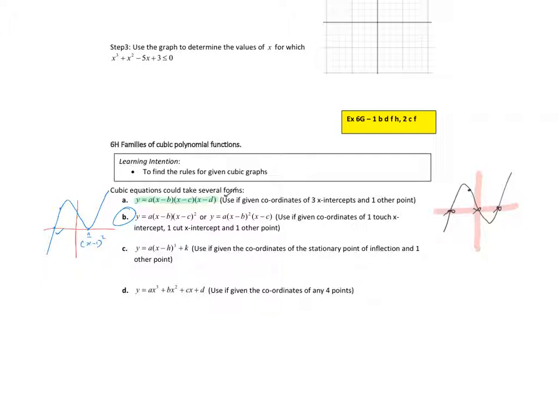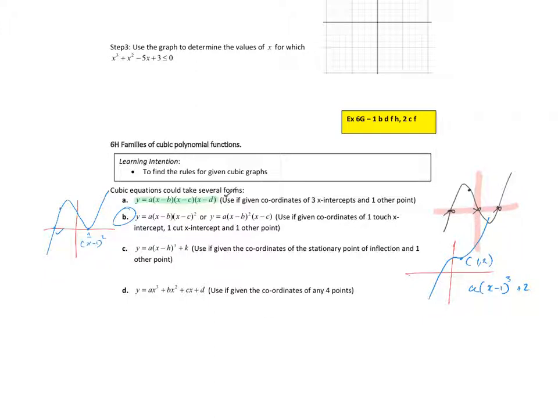If our graph is of a form with a point of inflection, it might be something like that. It could be the point 1, 2, or that point of inflection, which means it's cubed. And again, we've got some A at the front.